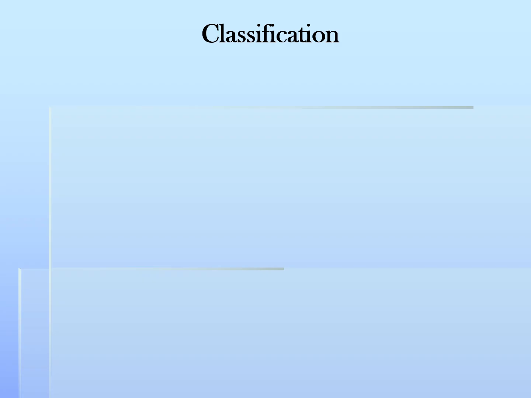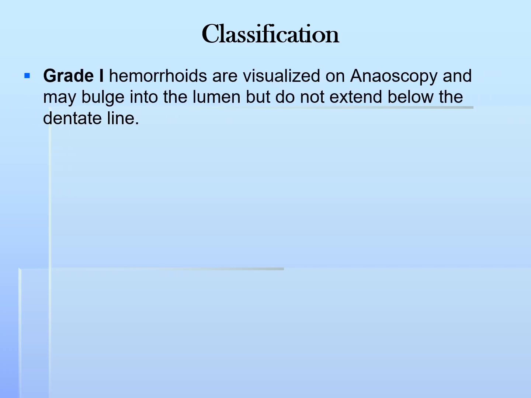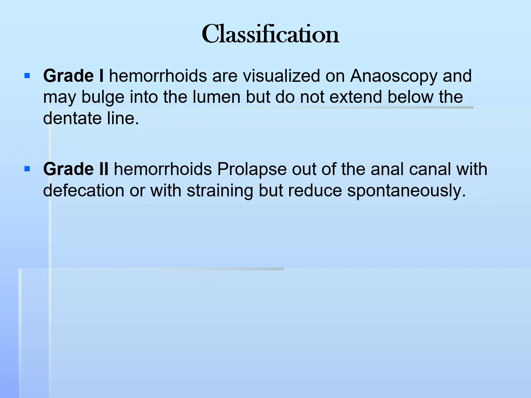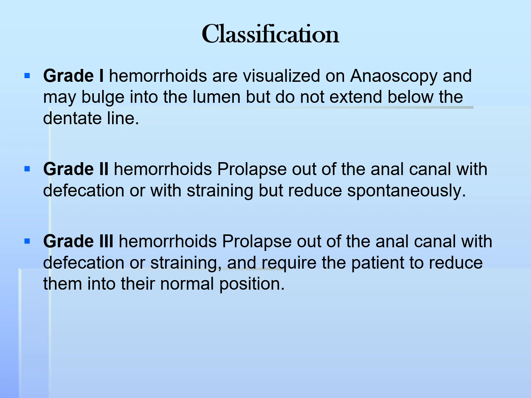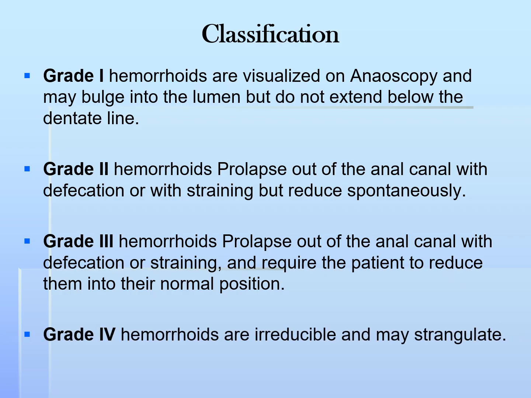Classification: Grade 1 hemorrhoids are visualized on anoscopy and may bulge into the lumen but do not extend below the dentate line. Grade 2, hemorrhoids prolapse out of the anal canal with defecation or with straining but reduce spontaneously. Grade 3, hemorrhoids prolapse out of the anal canal with defecation or straining and require the patient to reduce them into their normal position. And grade 4, hemorrhoids are irreducible and may strangulate.